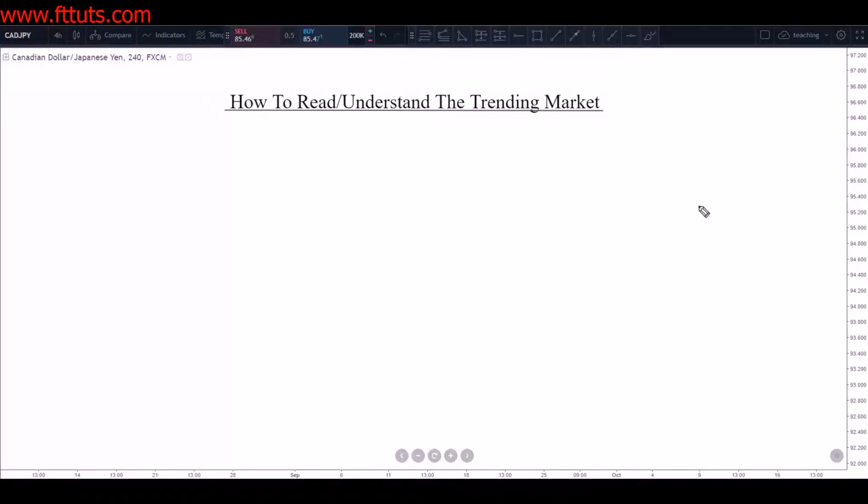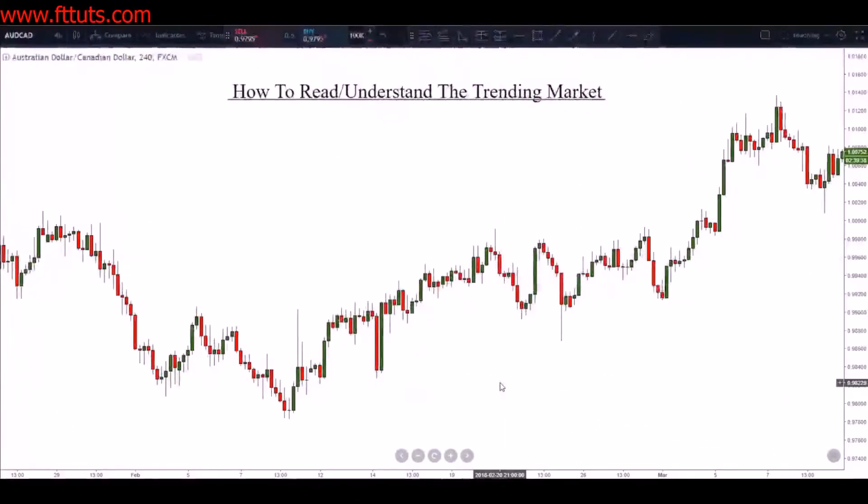Okay guys, so here we are on the Aussie Canada 4-hour chart, and something I see a lot by educators is if they're trying to teach you how to spot a trending market, they'll find the best case scenario for a trending market where the market is only trending, it's not consolidating anywhere, and that's how they teach trending markets to some of their students. And I find that to be a bit counterproductive.